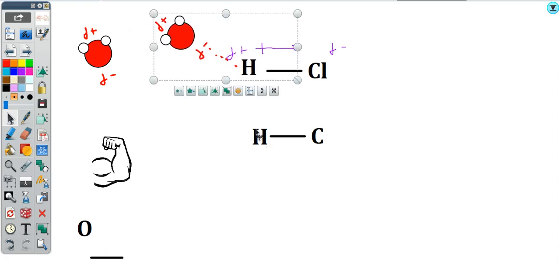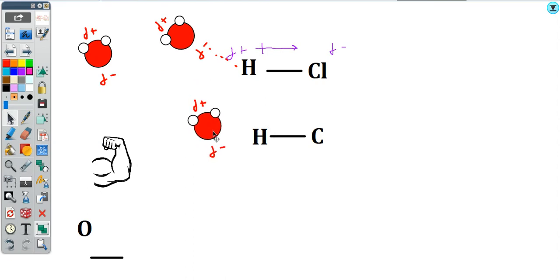In an example where hydrogen is bonded to carbon, it's not really a polar bond. It may be the teeniest amount, but there's not really a huge difference. We don't really say that this is a polar bond. And so there's nothing really for a water molecule to be attracted to. There's not really a charge density here for the water molecule to attract to. And so it's weaker, right?